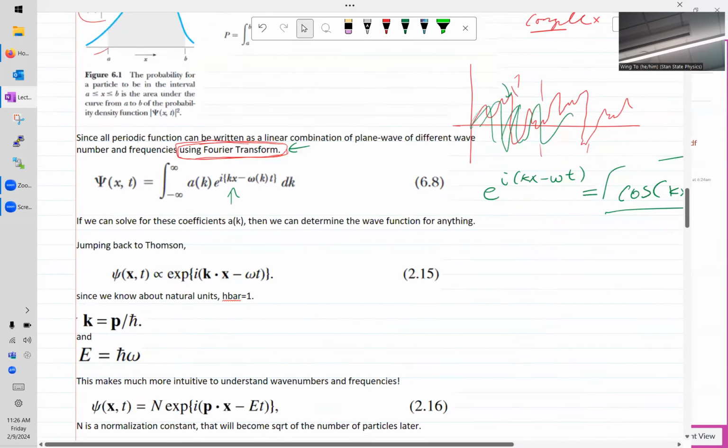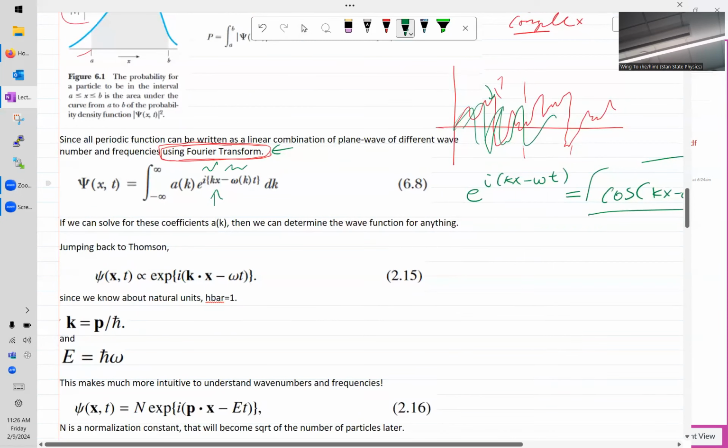So just imagine this is some wave that you're dealing with here. The thing in front is the coefficient for that particular wavelength. You notice that this is a function of k, so for each wavelength there's a different coefficient associated with it.